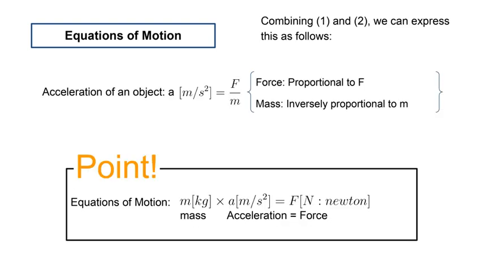Combining 1 and 2, we can express this as follows. Acceleration of an object equals F over m. Point: force can be derived from the product of mass and acceleration, F = ma.